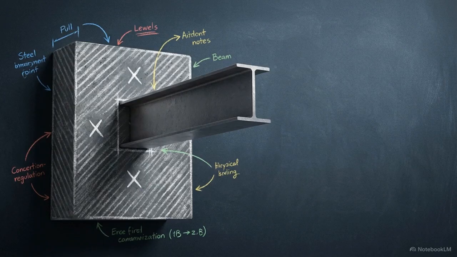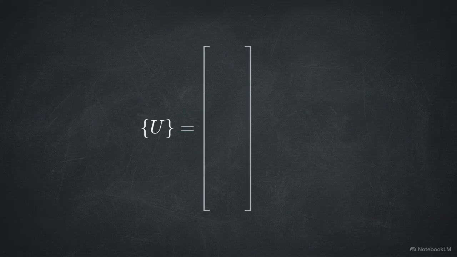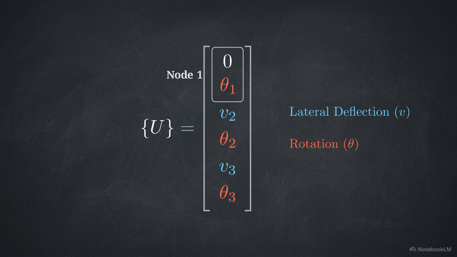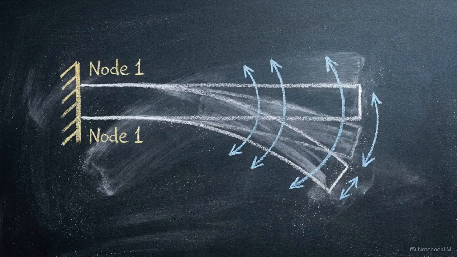Let's ground this with a standard physical model, a cantilever beam, fixed solidly to a wall on its left side at node 1. This is our 6x1 displacement vector, U. It lists alternating degrees of freedom, lateral deflection, v, and rotation, theta. The wall prevents node 1 from moving vertically, so v1 becomes exactly 0. It also prevents bending, so theta1 also becomes 0. The remaining 4 degrees of freedom on the beam are completely free to move according to the external forces applied.